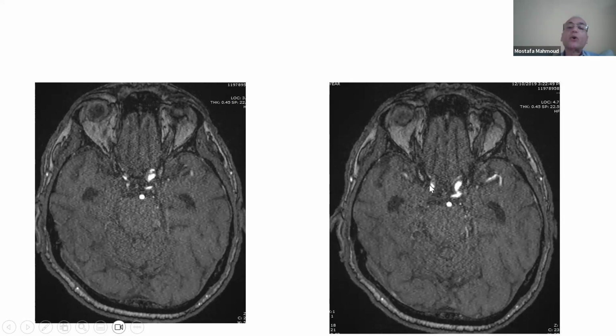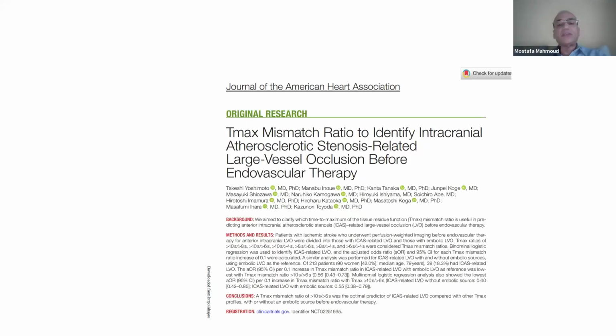So we did not intervene, depending on this imaging interpretation of the Tmax, CBF discrepancy pointing towards chronic occlusion. Another one, data missing. How about the NIH? Low or high? Low NIH of 4, do not intervene. This is the Tmax mismatch ratio to identify intracranial atherosclerotic stenosis related large vessel occlusion.